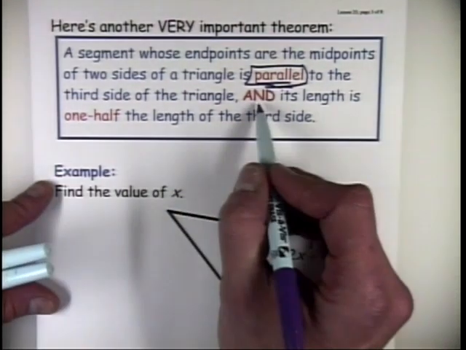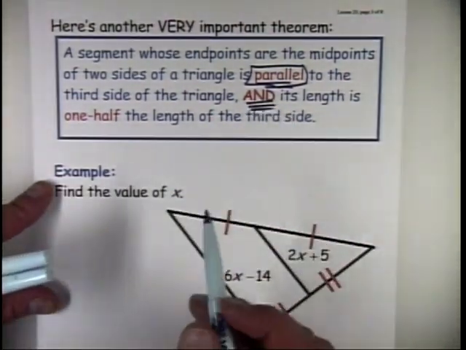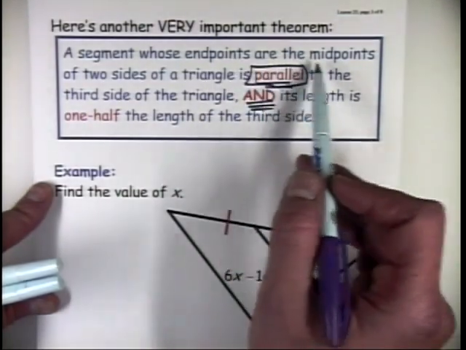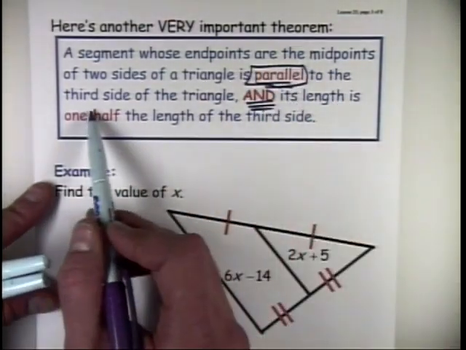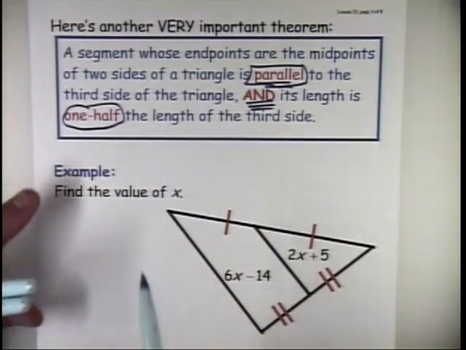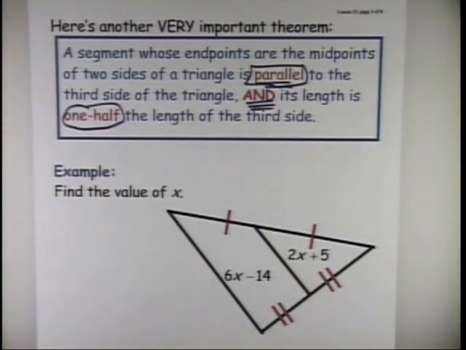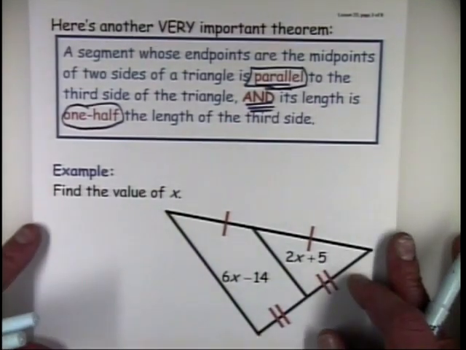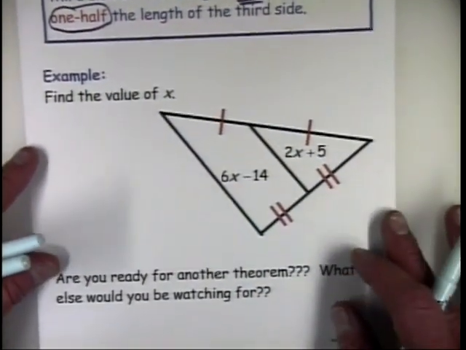But this theorem has a little bonus piece of information, and it tells us that the length of that midpoint segment is 1/2, or half the length of the third side. That's a good little piece of information. These are application theorems. Let's apply that information to the following example.